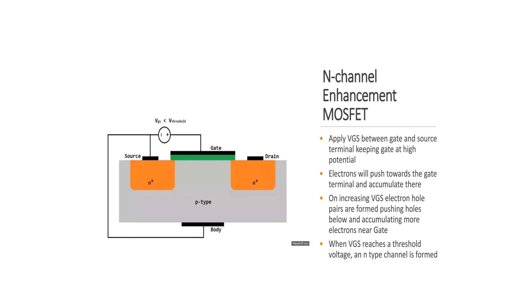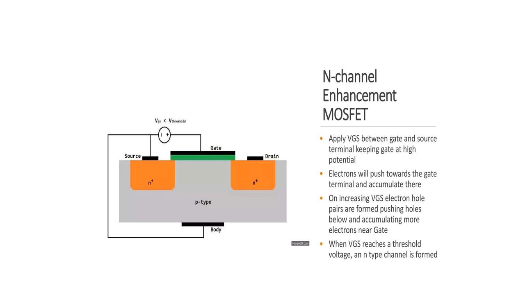Now, if we apply a drain to source voltage externally, then the channel will work as just a voltage controlled resistor. Through this resistor, the current may change depending on the drain to source voltage. Now, if the drain voltage is kept at high potential, a drain current will flow. Increasing the VDS, the drain current will increase.